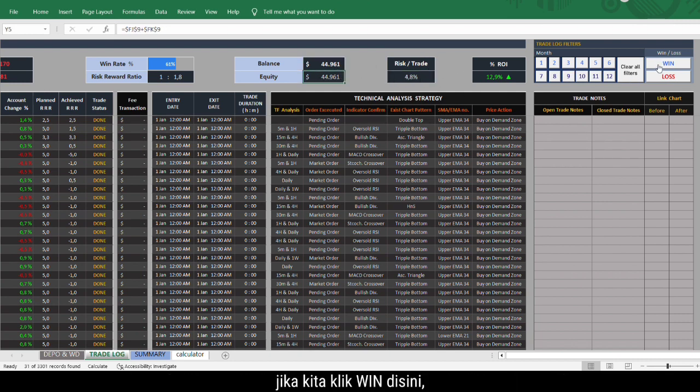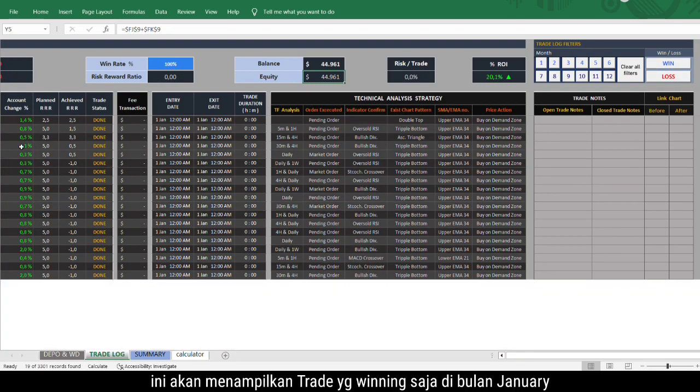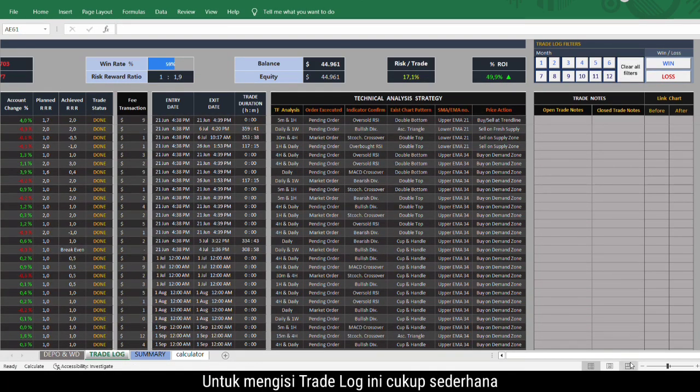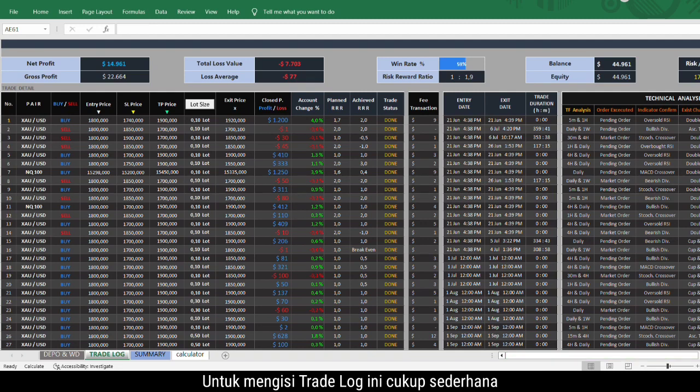If we click on win here, it will show only the winning trades in January. So we can combine this filter between profit trades or loss trades in each month or in the whole month. Don't forget to clear all the filters after filtering. Anyway, filling out this Threadlock is quite simple.